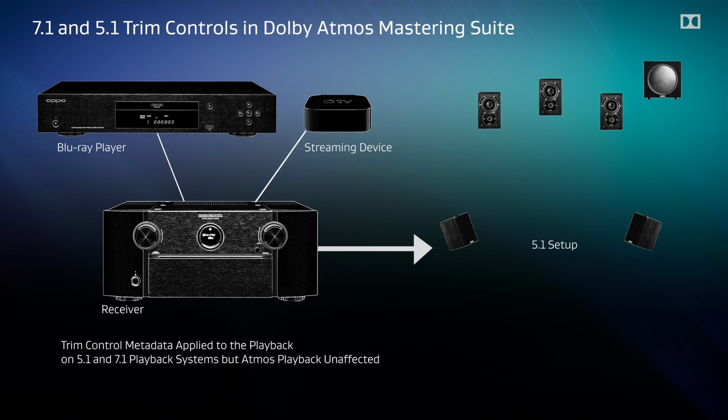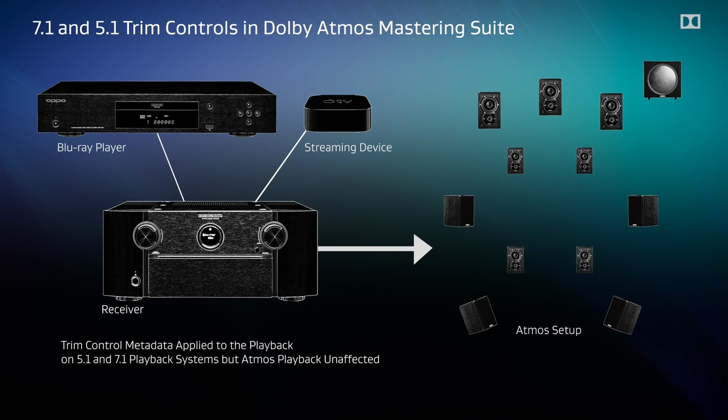With this metadata written, when the file is encoded by an encoder that accepts these parameters, it will make it so that legacy devices will play back in 5.1 or 7.1 as defined by these values. But the Atmos mix will remain unchanged. This gives you more control than ever over how your mix will sound in a variety of environments.